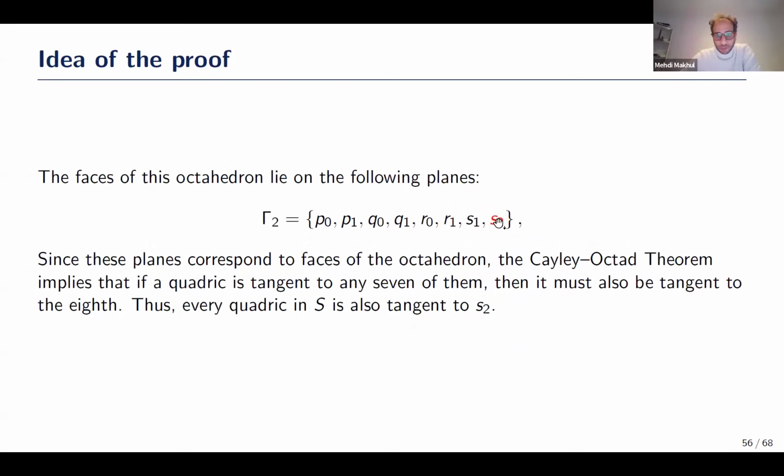plane. And we know that P0 up to S1 are common tangent to quadrics in S. But by the Cayley-Octa theorem, we know that S2 also must be a common tangent to any quadric which is tangent to these first 7 elements. So therefore, we don't get any new linear condition on the space of quadrics.